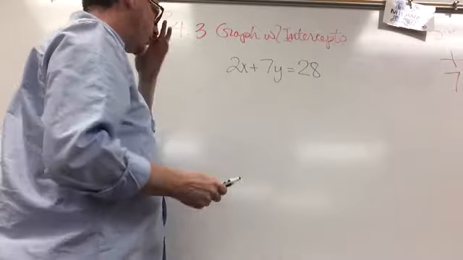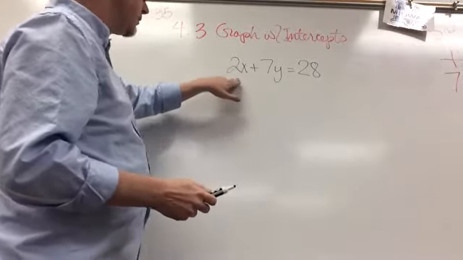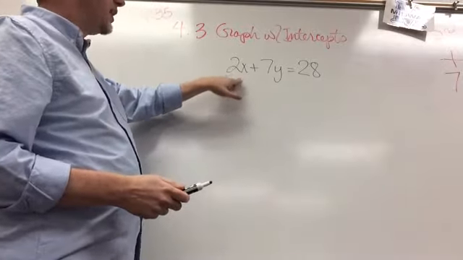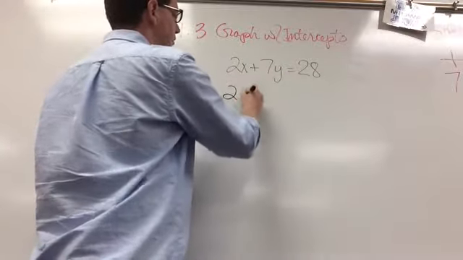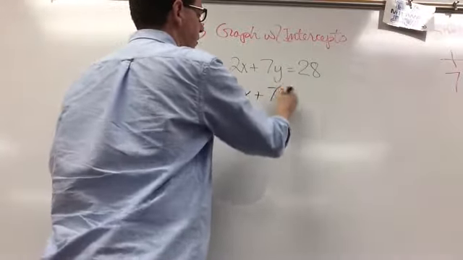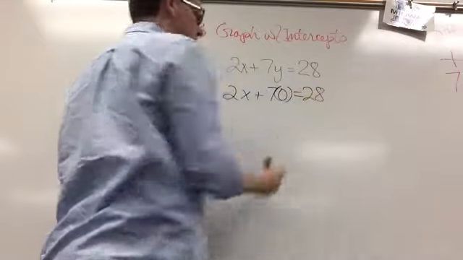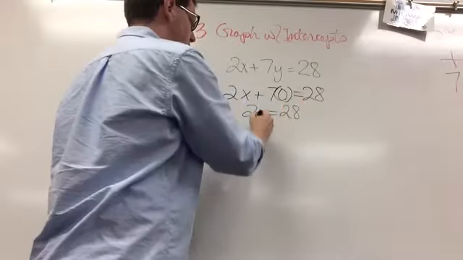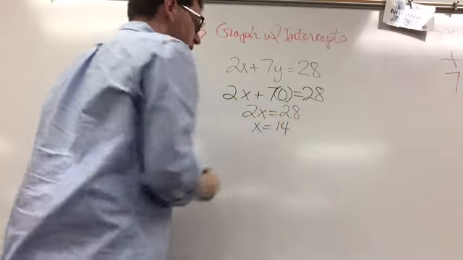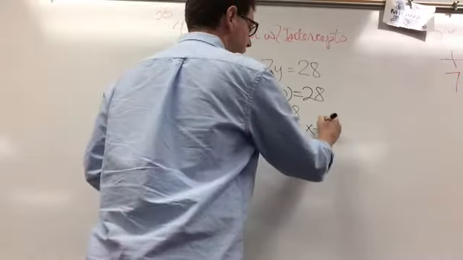So we'll first start with the x-intercept. We know that if we're going to find the x-intercept, y is going to be 0. So we would do 2x plus 7 times 0 equals 28. And then 2x equals 28, so x must equal 14. So 14 is our x-intercept.